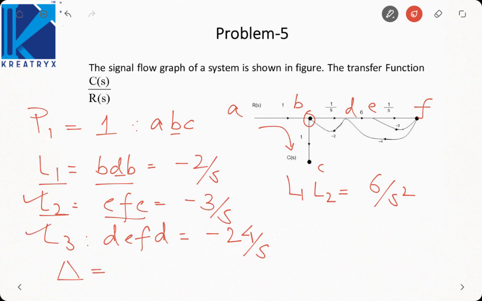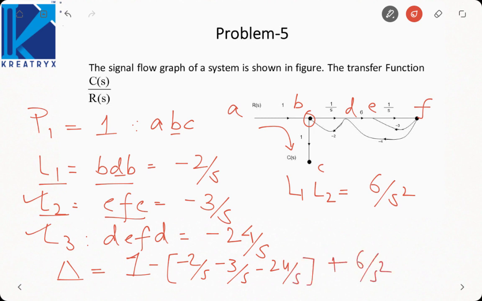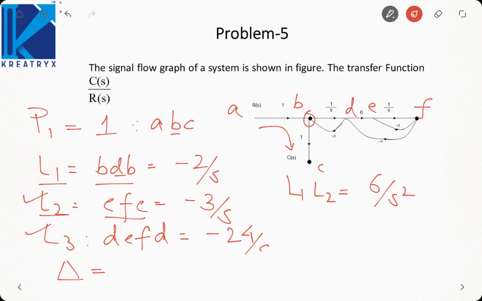So first let us find delta. 1 minus loop gain, minus 2 by S minus 3 by S minus 24 by S, plus sum of gain of non-touching loops, 6 by S square. Now this would give me, how much would it come? It would be 2 plus 3 is 5, plus 24 is 29. So it would be 1 plus 29 by S plus 6 by S square. This would be my delta.